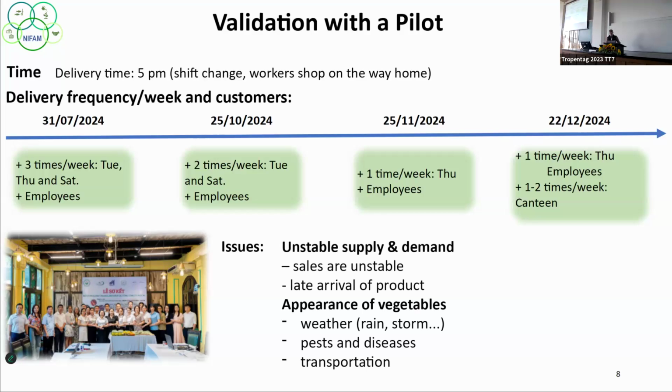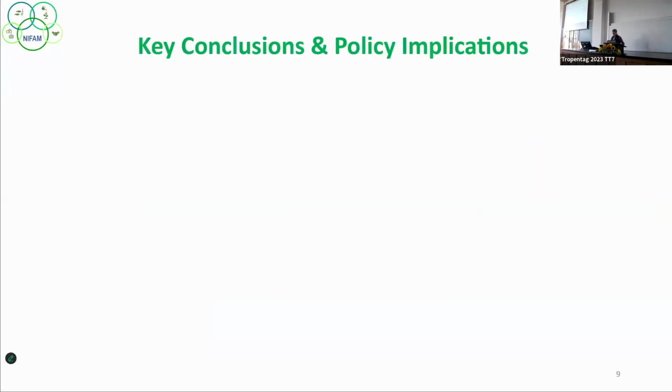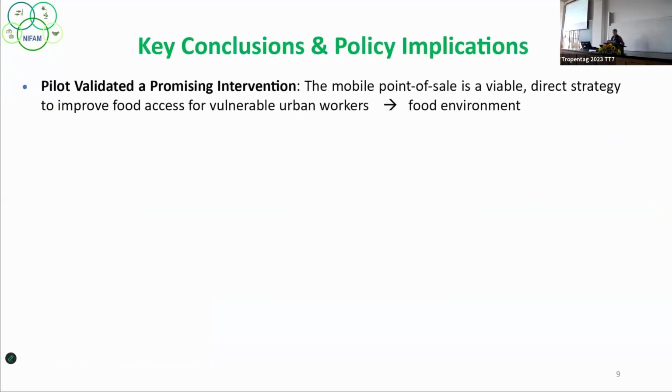We found that there are issues related to the food supply and demand, the appearance of the vegetables, and other things that cause some issues. So these need to be addressed in order for this to be manageable at the large scale. But ultimately, our pilot helped us to validate our model and tell us more about whether this would be a reasonable intervention.